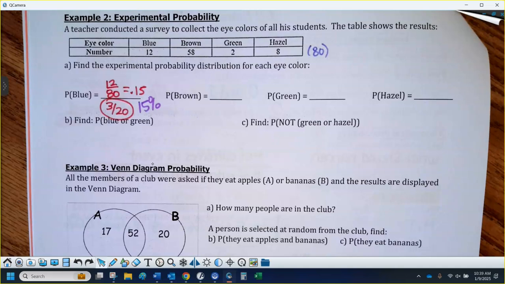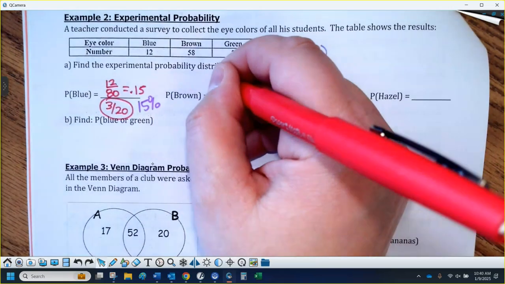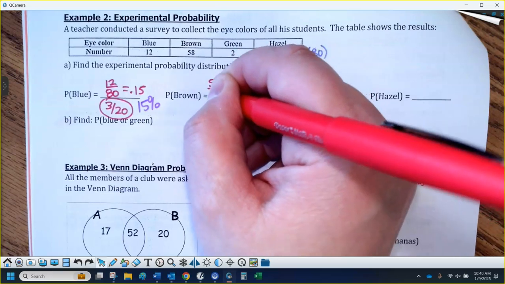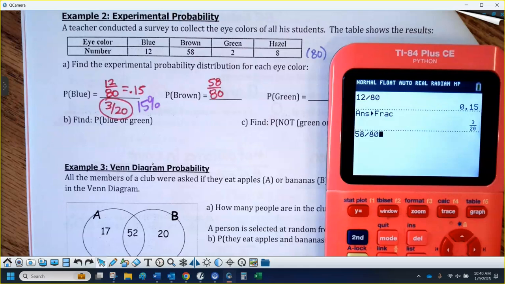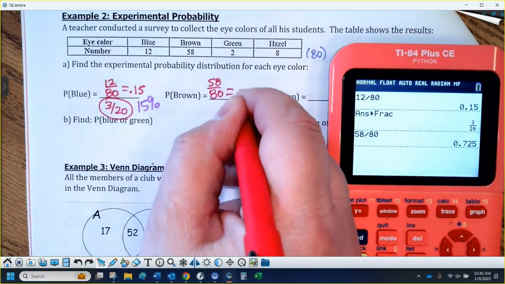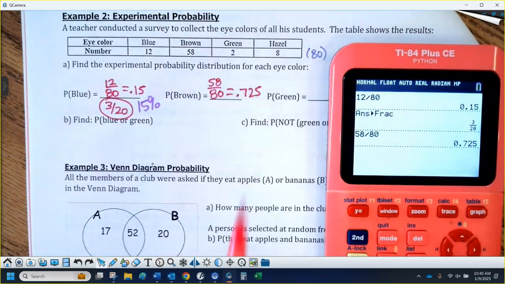It's so quiet today. If I look at the table, how many people have brown eyes? 58. So all you got to do is 58 out of 80 and you're good. I'm going to go ahead and do 58 out of 80, figure out the decimal real quick. So this is 0.725 if you want to write it as a decimal.